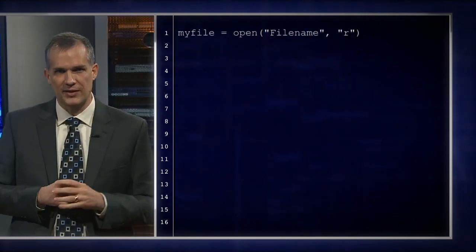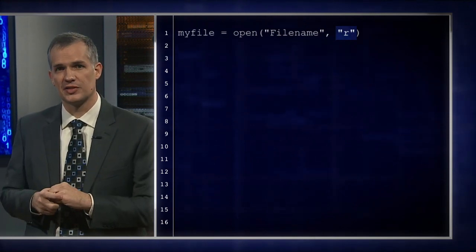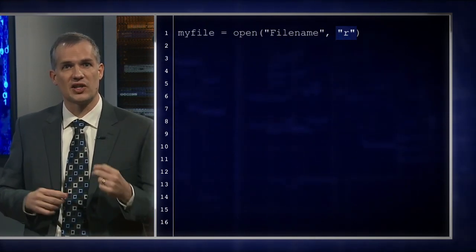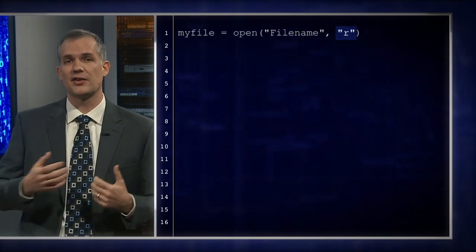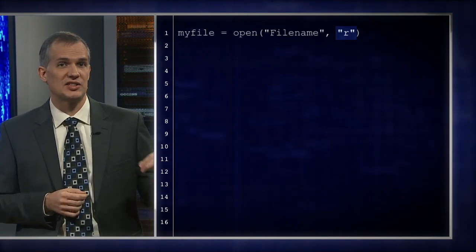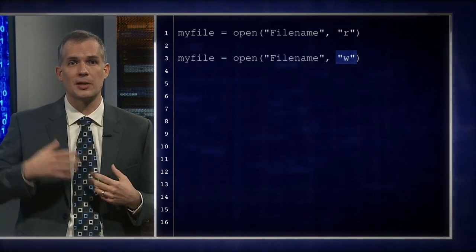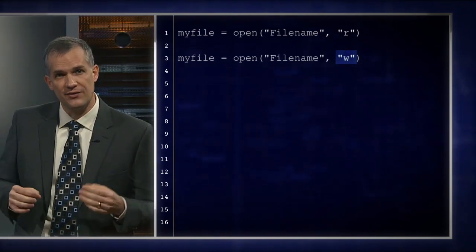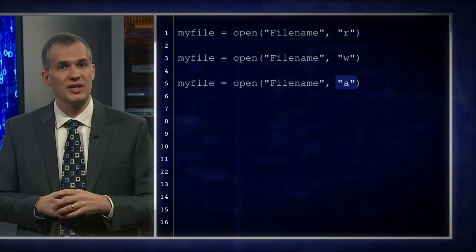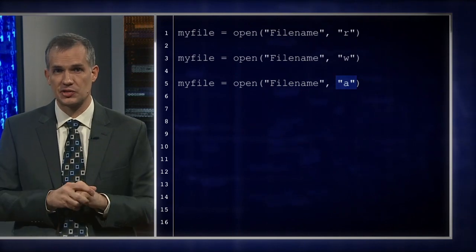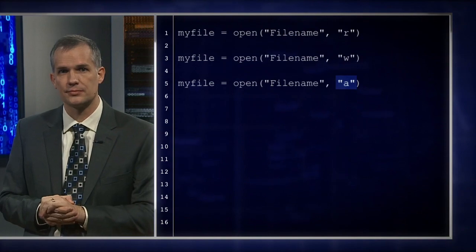Okay, the final part of the statement is a second string, and this string tells the computer how we're planning to use the file. If the string has the letter R in it, it means that we're going to read from the file. Basically, it's going to be giving us input. If it has the letter W, it means we're going to write to the file. Basically, it's where we can put our output. And if it has the letter A, it means we're going to append to the file. That means that we're going to write to it, but we're not writing from scratch. We're just going to add on more stuff to the end of an existing file.